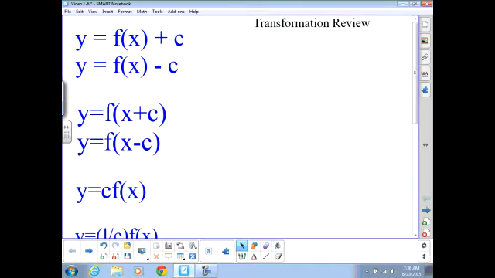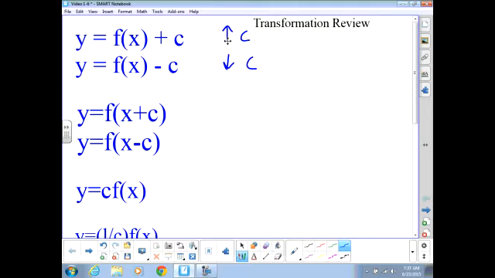In this video, we will review some transformation rules, and we will look at two special functions. First off, some transformation review. If you have some constant added at the end, it makes it go up by that amount. So we would have that this goes up c. If we have our function subtract some constant, that'll make it go down c.